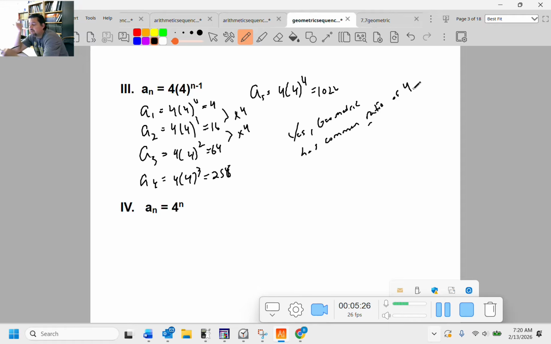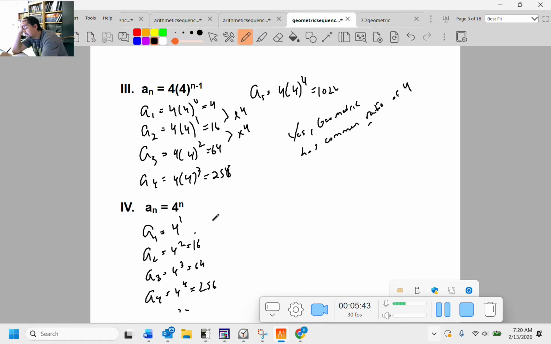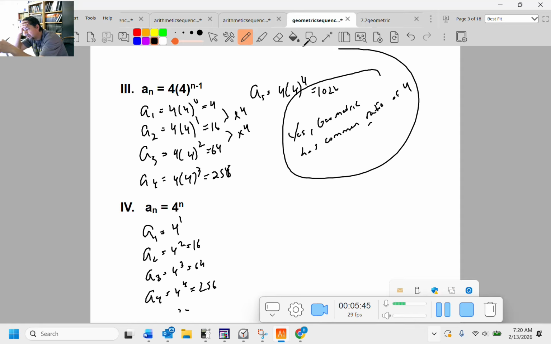And then we got number 4. And it's just simply 4 to the n. It's really simple. Plug in a 1, you get a 4. Plug in a 2, you get a 16. Plug in a 3, you get a 64. You plug in a 4, you get a 256, and dot, dot, dot. It's the same one. It's just written differently. These two are actually the same exact sequence. Kind of interesting, huh?